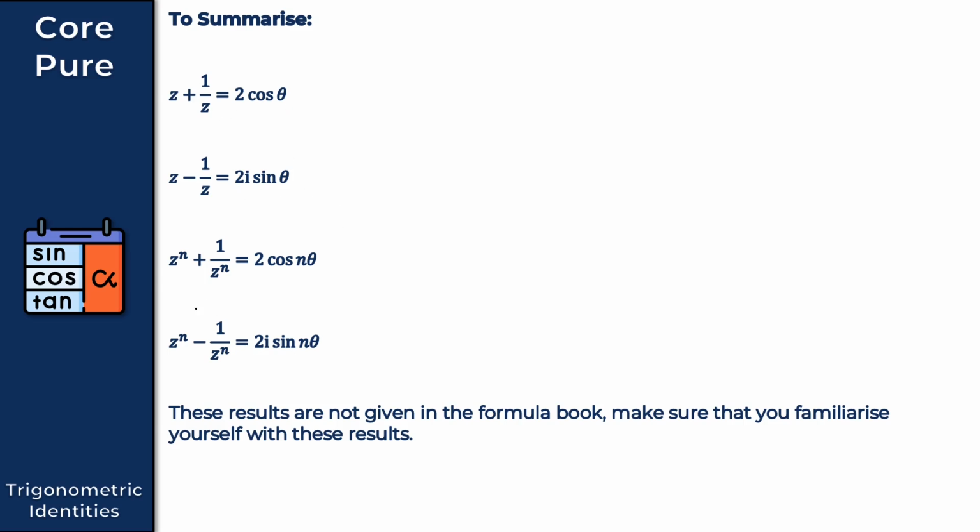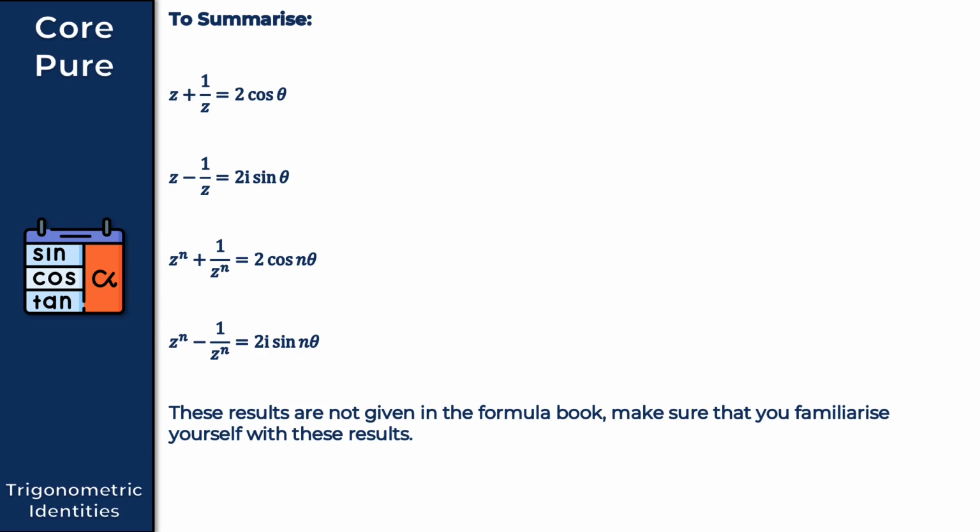And in that case, if you want z to the n plus 1 over z to the n, or for example, z to the n minus 1 over z to the n, all you need to do is just add an n in front of your argument. Okay, so not particularly challenging to remember, right? But you aren't given them in the formula book. So it is something that you do have to memorize or be familiar with how to derive yourself.